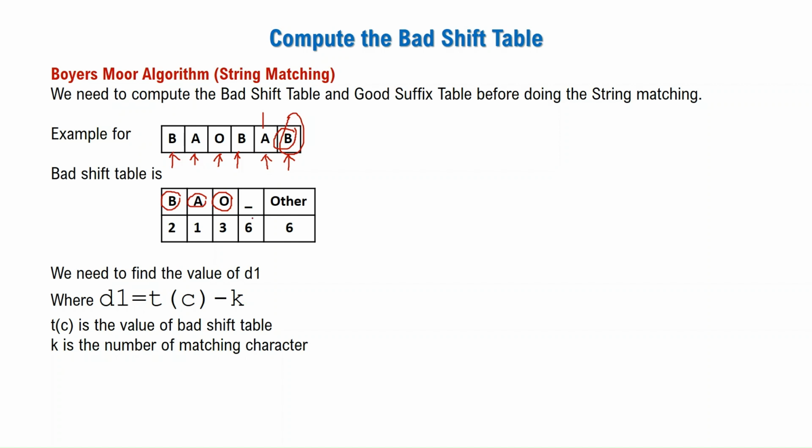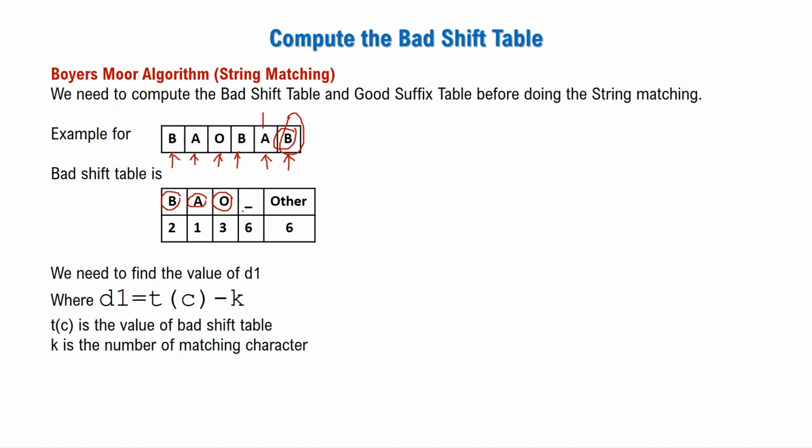Suppose any other characters come, underscores, spaces, anything except B, A, O, such as D, E, F, G, H, I, J, K, L, M, P, Q, R, S, T, U, V, W, X, Y, Z. If any other character comes, you just write down that the bad shift table value is 6. Okay.